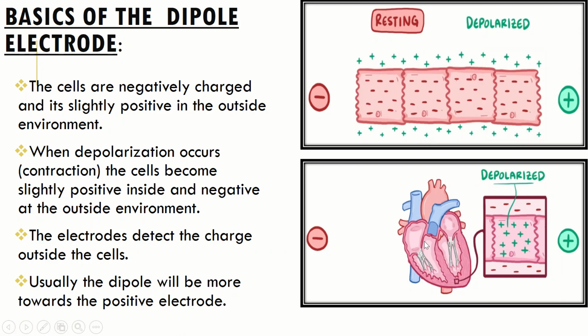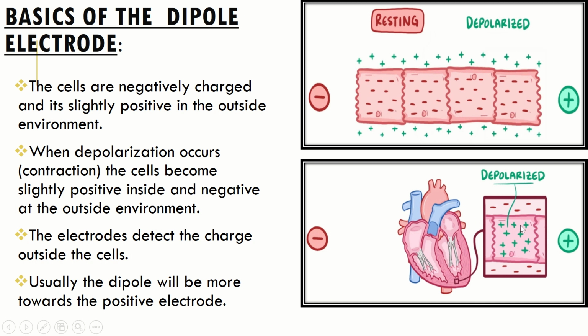Okay, so this is the basic of the dipole electrode. As you can see, there is a dipole, meaning two poles: a negative pole and a positive pole. The cells are negatively charged and the outside environment is slightly positively charged. The cells in the muscles will usually be negatively charged, and the fluids outside will be positively charged. When depolarization occurs, the cells become slightly positive inside and negative outside.